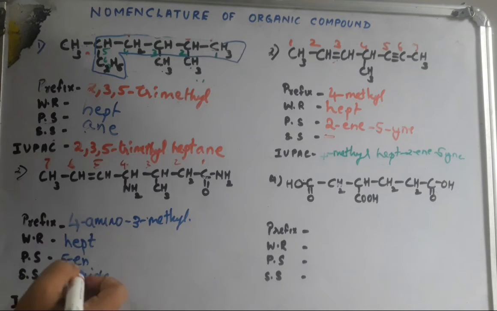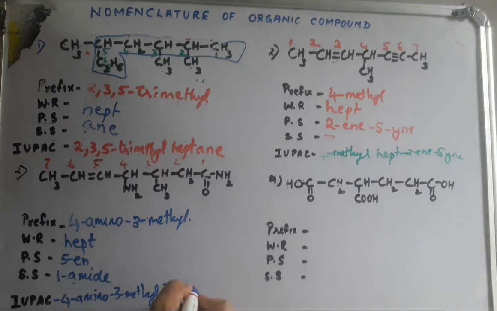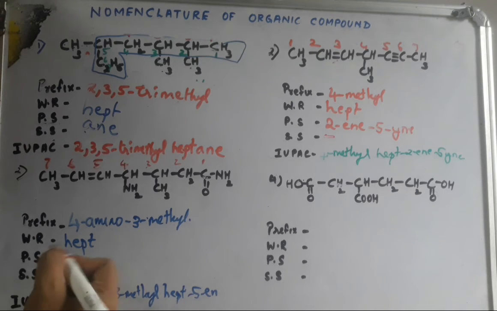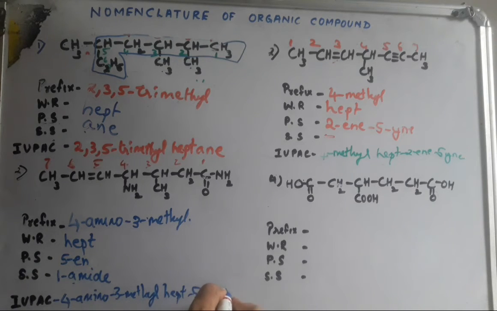So now combine the name together. So it will be coming 4-amino, 3-methyl hept, 5-ene, 1-amide. You can omit the 1, since 1 we don't write it. You can just write the name amide. So this is the IUPAC name of the compound.